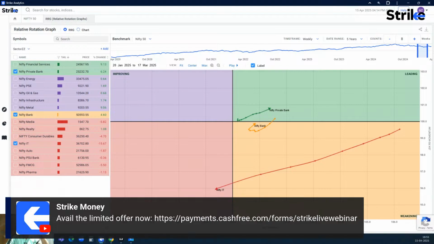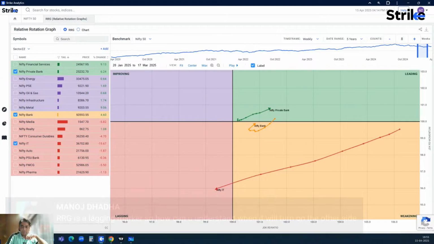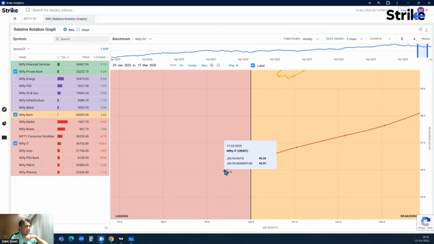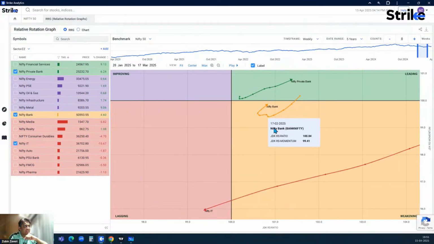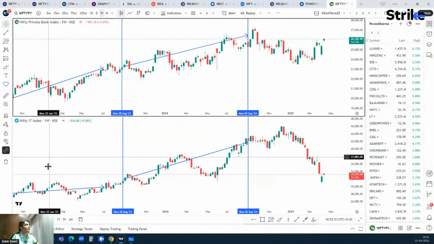Yes, definitely. If anything is gaining momentum, like this over here currently, on the screen, if you can see the IT index right now, let's assume today is 17th of March, the weekend, the week has ended. IT has gone into the lagging quadrant, but you can see that Bank Nifty is headed upwards. So clearly, it shows that Bank Nifty is outperforming, it is performing better than the IT index. So let's go to the 17th of March weekly chart over here.